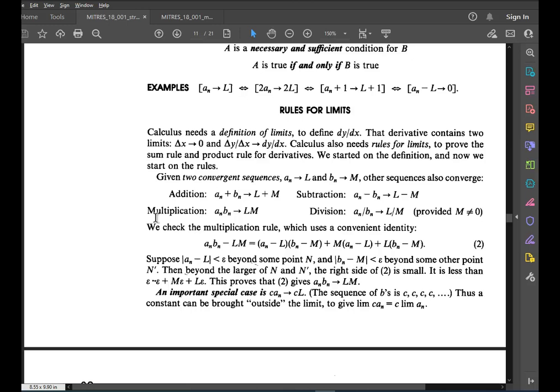That certainly, if a_n eventually gets within epsilon of L and b_n gets within epsilon of M, then a_n plus b_n is going to get within, well, it's going to get within 2 epsilon of L plus M. And don't worry about the 2, because if epsilon gets as small as you want, 2 epsilon also gets as small as you want. So we may do something with that later. All right, but let's get the intuition first.